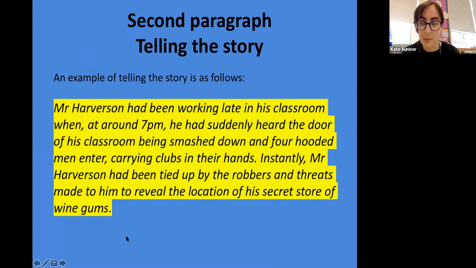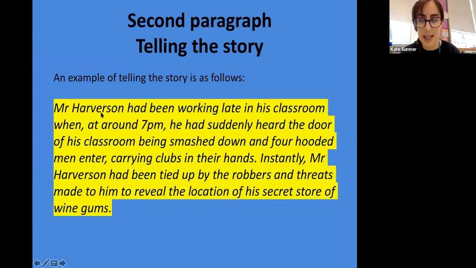So this would be an example of a second paragraph. Mr. Harverson had been working late in his classroom when, at around 7 p.m, he had suddenly heard the door of his classroom being smashed down and 4 hooded men enter, carrying clubs in their hand. Instantly, Mr. Harverson had been tied up by the robbers and threats made to him to reveal the location of his secret store of wine gums. So that is a really good second paragraph.